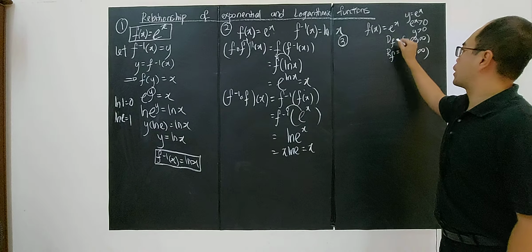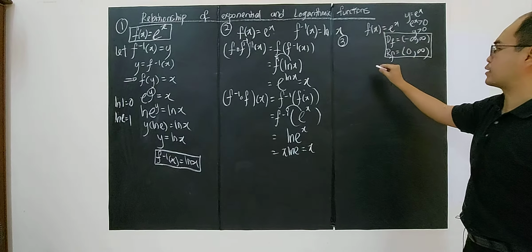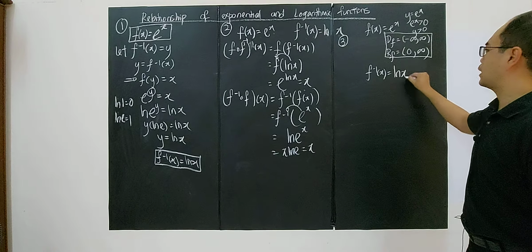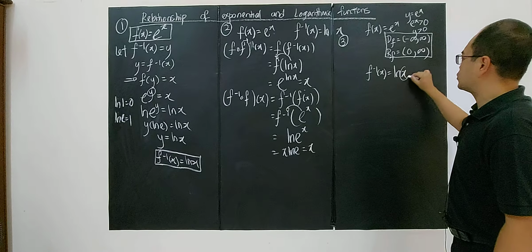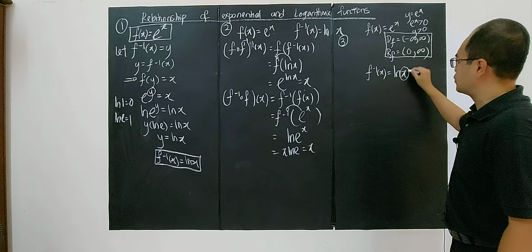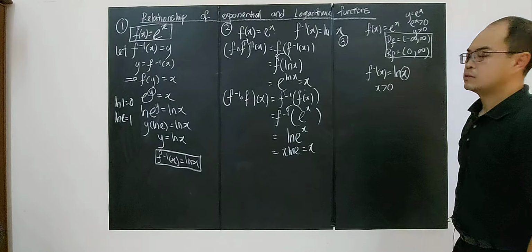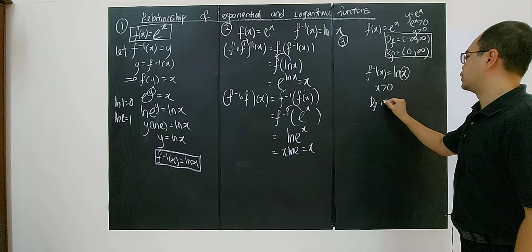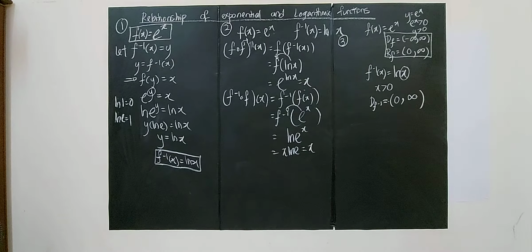And okay, this is the domain and range for f(x). So for the inverse, the ln x here. If you look at the domain for a logarithmic function, the value inside the ln has to be positive, right? x more than 0. So this tells you that the domain of f inverse will be 0 up to infinity.